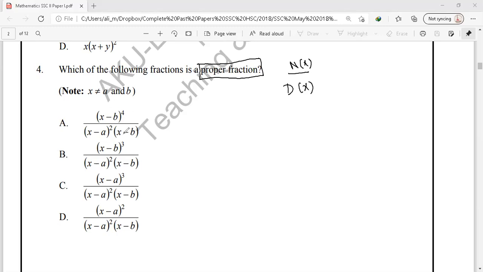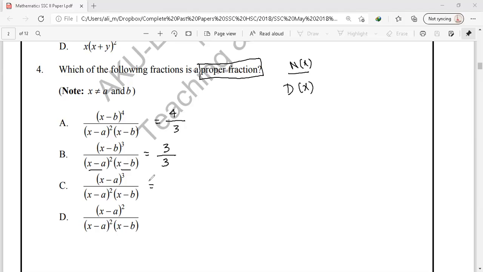So let's see option number A. In option A, the order of the polynomial in numerator is order 4, and in denominator we will get order 2 and order 1. So order 3. So this is an improper fraction. In option B, the order of the numerator expression is 3, and the order of the expression in denominator would be this 2 and this 1. So order would be 3. So this is an improper fraction.